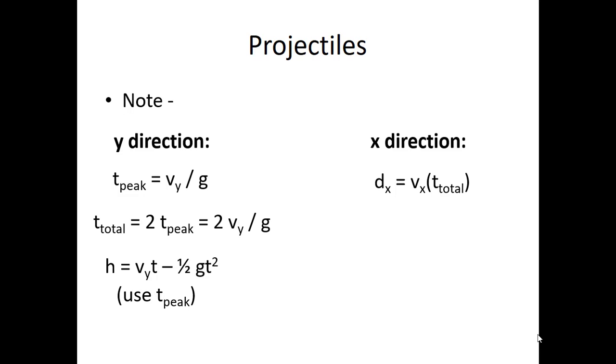In the x direction, we would have our constant velocity equation, dx equals Vx t, but you have to make sure you use the total time because that would be the total range.